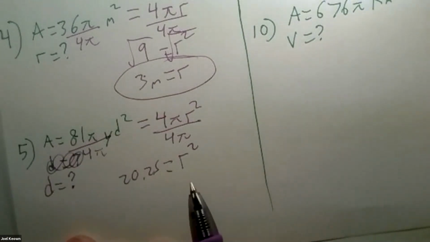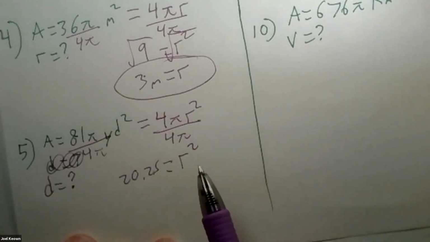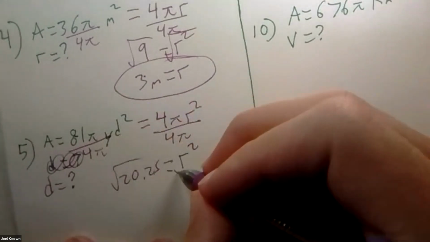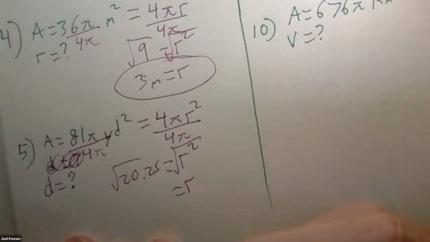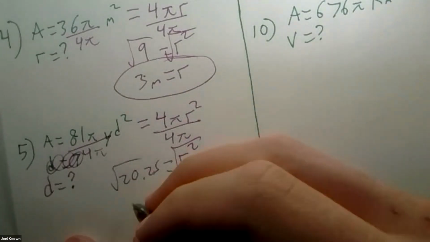All right, so we got this plugged in. I get r squared is that. I'm going to take the square root, just like last time, and say r equals what? What's the square root of that? 4.5.